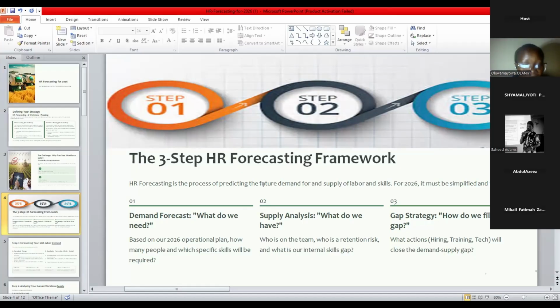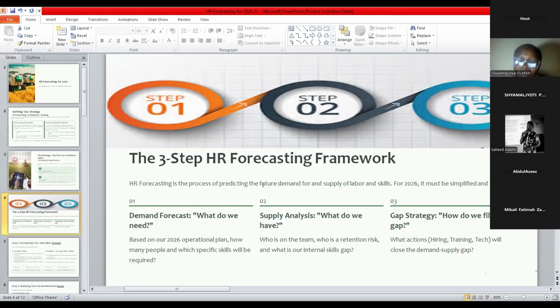Then the supply analysis is the second step that we are going to digest today. So what do we have? This is what we need on the left side. Then in the middle, what do we have? Even as we are speaking, what is on the team? What is our retention risk? And what is our internal skill gap? Then the last step is going to be the gap strategy. How do we fill the gap?